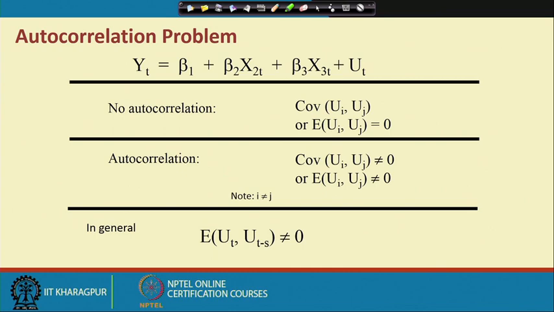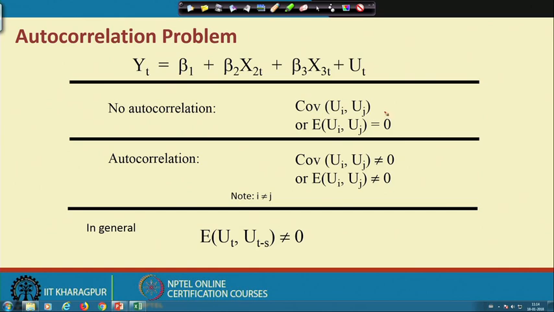So, like the previous one, here we try the covariance between two error terms. If the covariance between two error terms comes to 0, then the declaration is that there is no autocorrelation. However, if the covariance between two error terms is not equal to 0, then it is autocorrelation. That means, technically, like the multicollinearity case, where we are correlating x1 upon x2 or x1 upon x3, here it is u1 upon u2 or u1 upon u3.